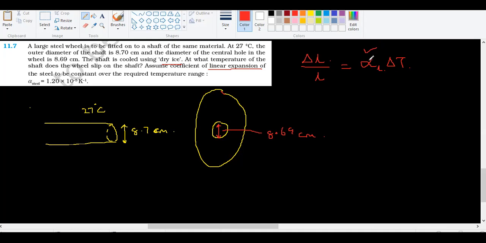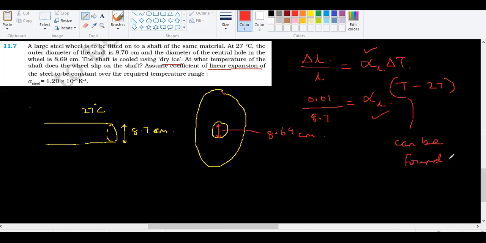Delta T: initially it is at 27 degrees Celsius. So I need to reduce it to some temperature which they are asking you. This can be written as T minus 27 degrees. If this is put in Celsius, this will also be in Celsius. If this was in Kelvin, this will also be in Kelvin. What is the delta L? This is 0.7, this is 0.69, which means it will be 0.01. So this has to be reduced by this much. Original length is 8.7, is equal to alpha L. So this is known, you know the numbers, which means you can find this. That's all. Very simple.